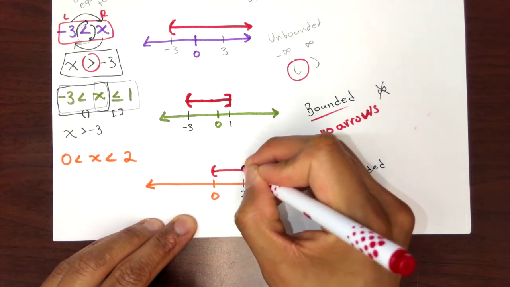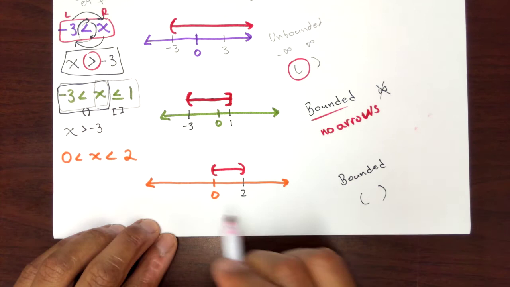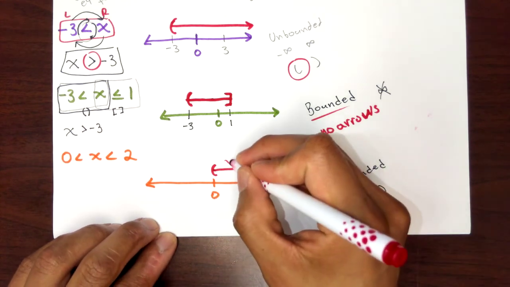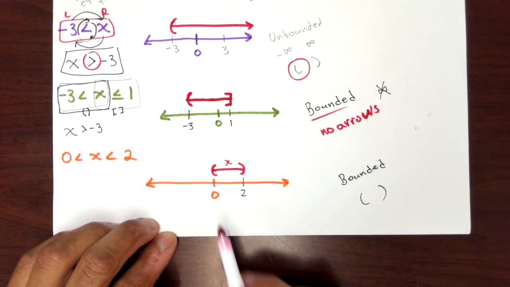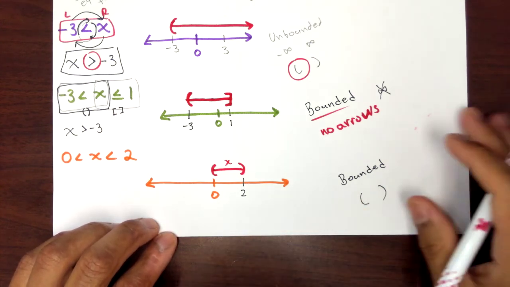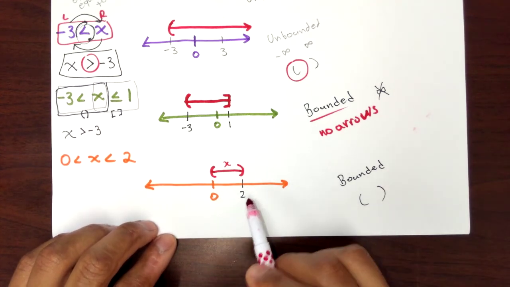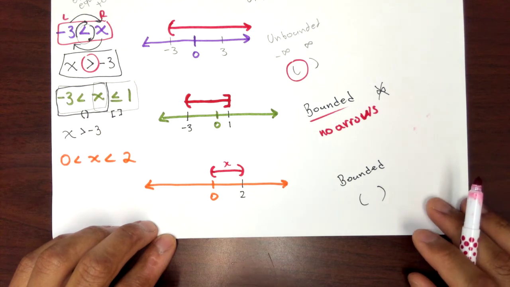0 to 2. Those are our two endpoints. The values here are our two endpoints from 0 to 2. That means that x can be anywhere between that. It can be 0.00038. It can be 0.1. It can be 1. It can be 1.4. It can be 1.99999. What it cannot be is 0 or 2 because it has the parentheses, okay?